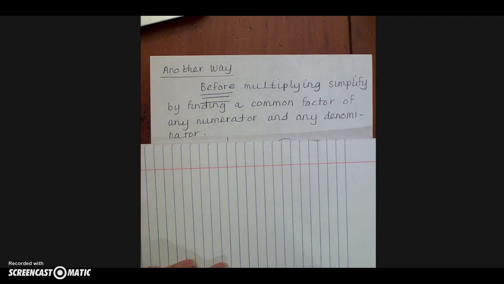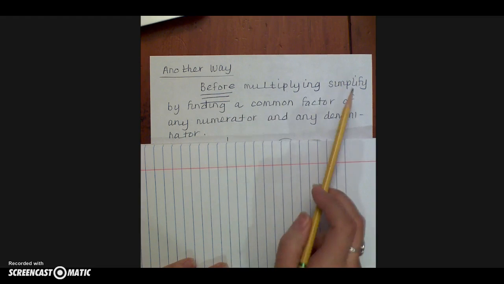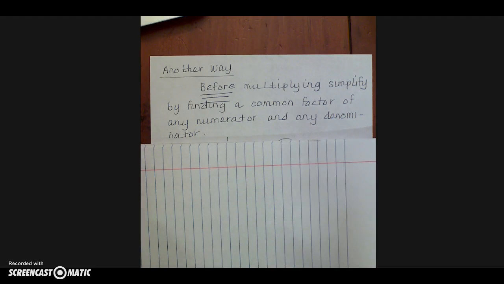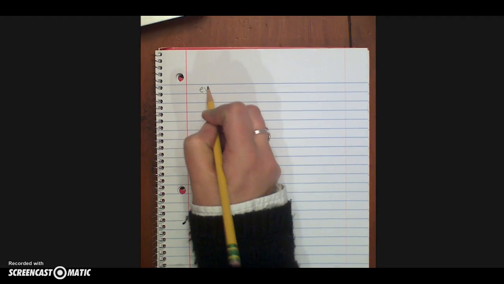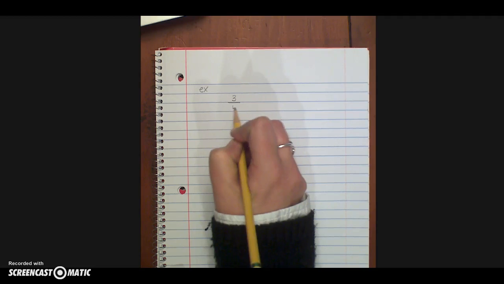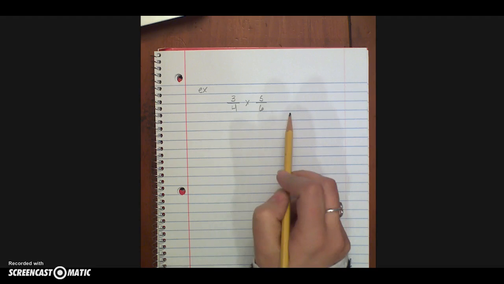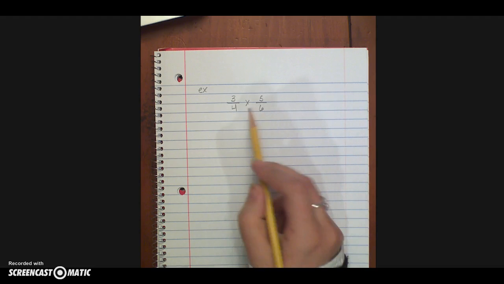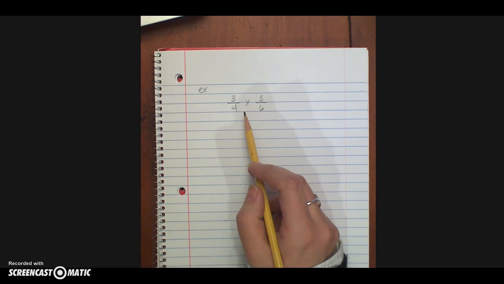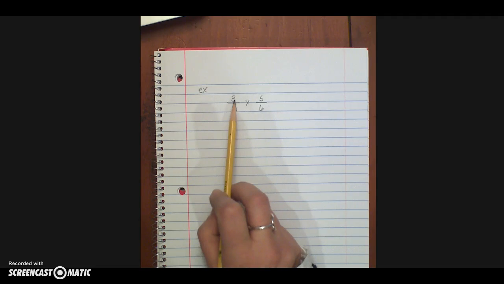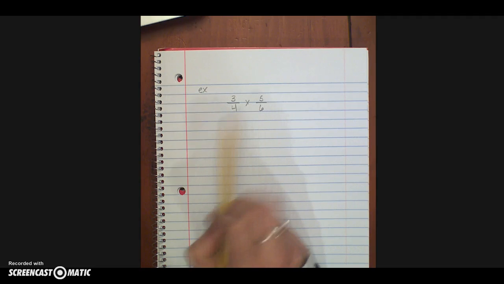Another way to multiply fractions is this. Before multiplying, we will simplify by finding a common factor of any numerator and any denominator. I'll show you an example of that next. For this example, we will be multiplying 3/4 times 5/6. Now you'll remember in the first way we would just multiply straight across and then reduce later. For this way, what we will do is we will try to simplify before. So I'm going to look and see if I can reduce 3 and 6 or 5 and 4 with one another.